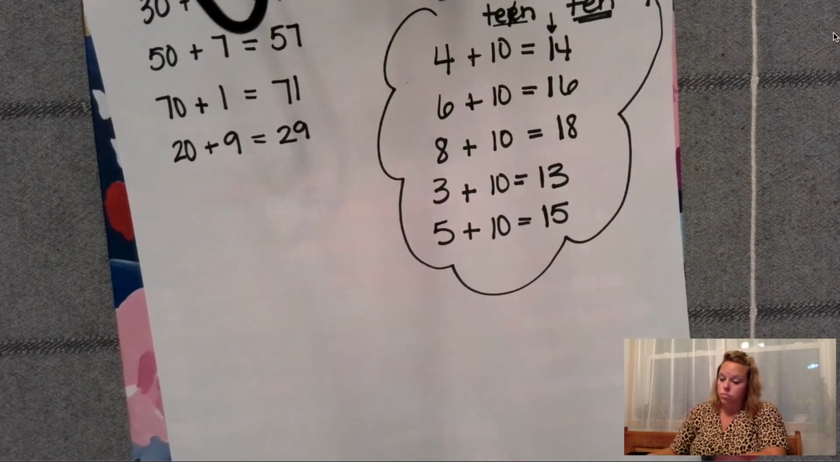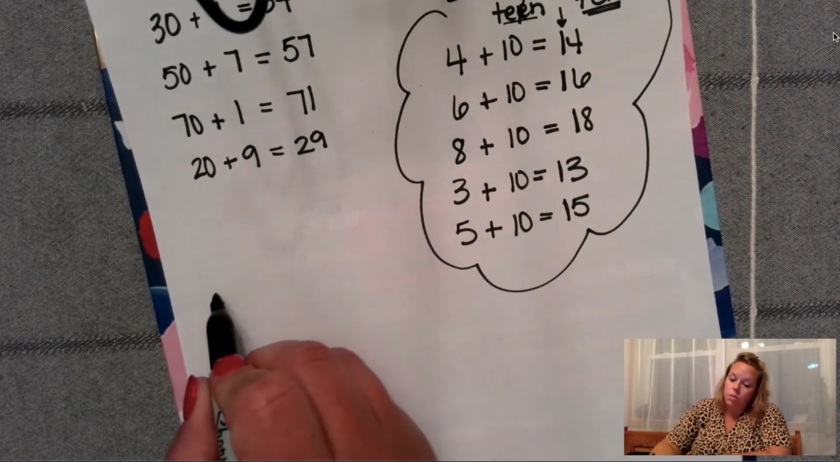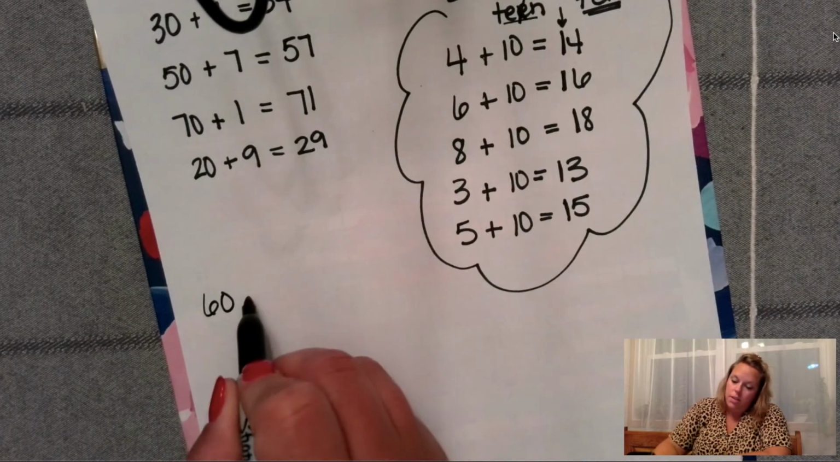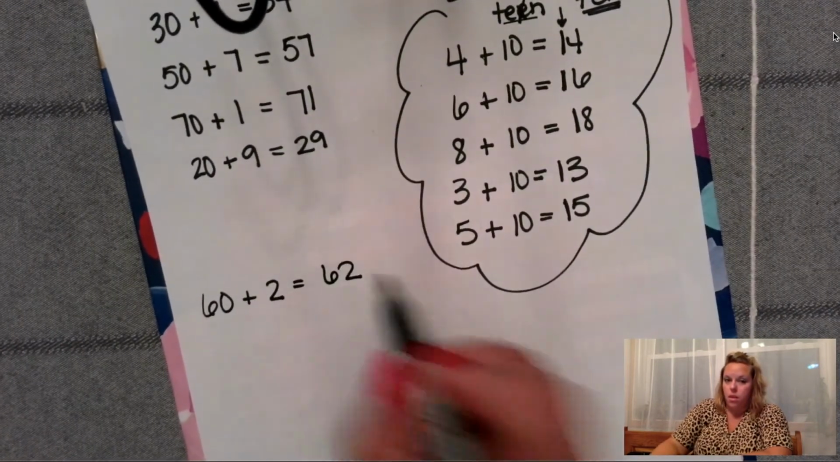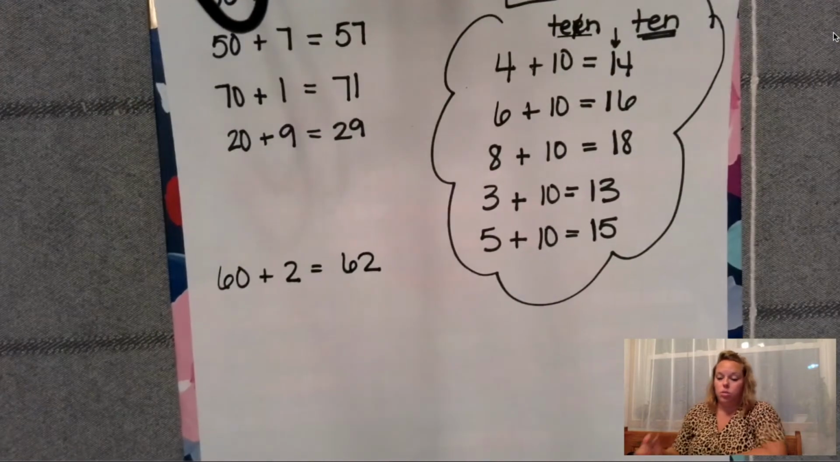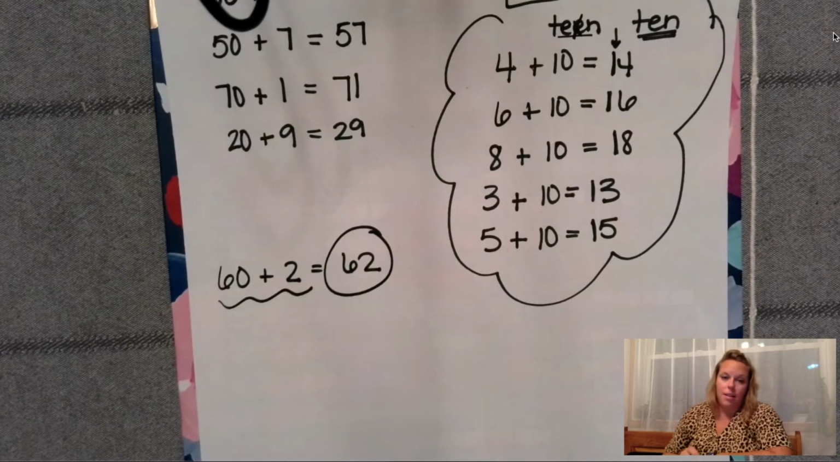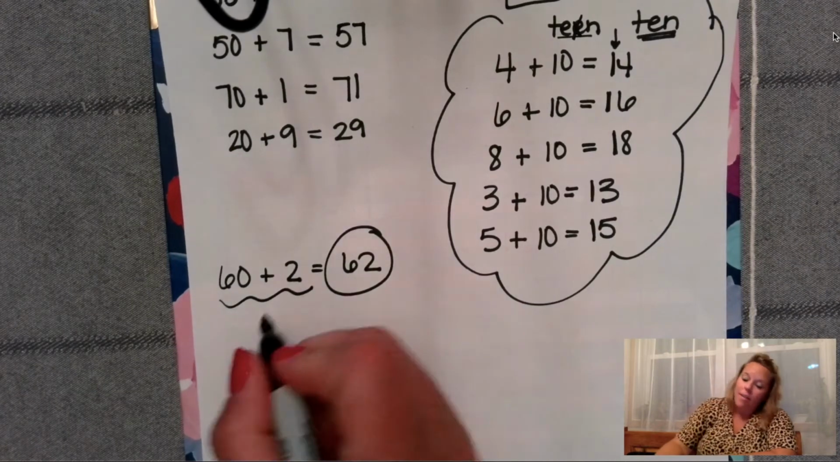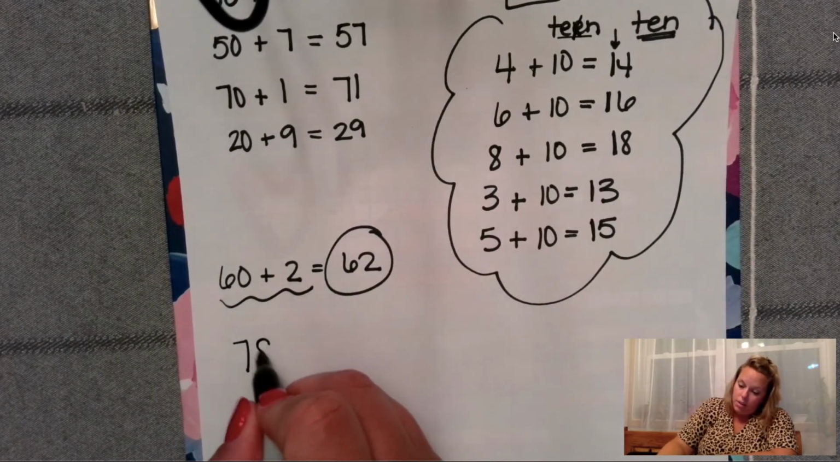62. 62 is 62. Okay, you do not have to write this part. I want to see this part right here. How about 78? What did I hear first? I heard 70. What did I hear after 70? 78.